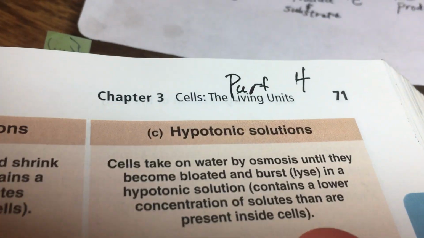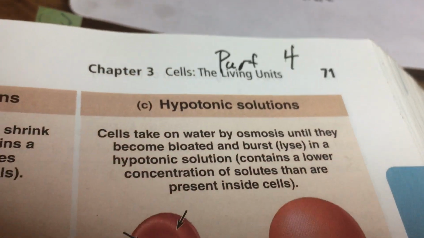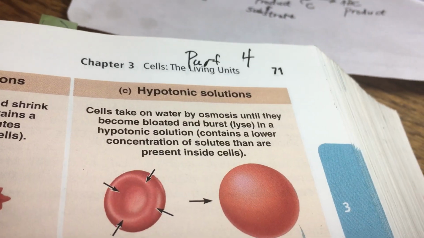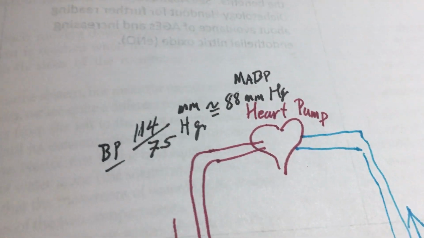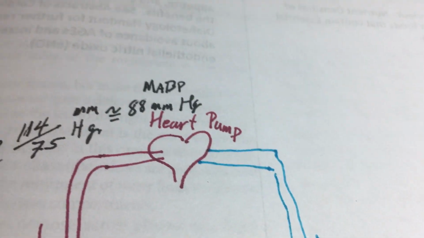We're taking a look here at part 4, and this is on page 71. And we're still continuing on now with the cells. We're talking about passive transport. And I'm going to show you a gross anatomy version of this where I've drawn a little picture of the heart here.